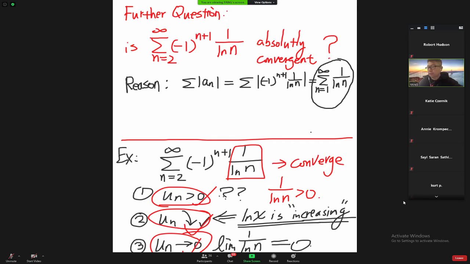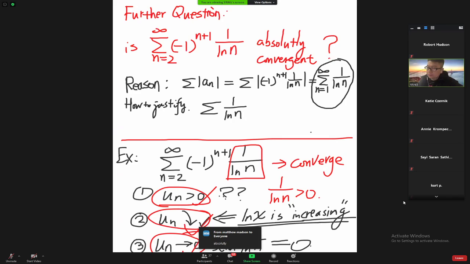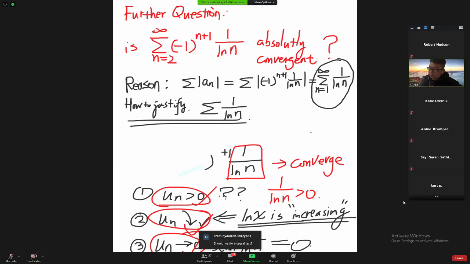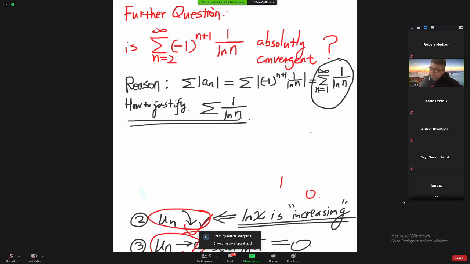Converge or diverge is just two conclusions, right? But why? How to justify that? How to justify this one? Converge or diverge? What kind of test? Good suggestion. Integral test.